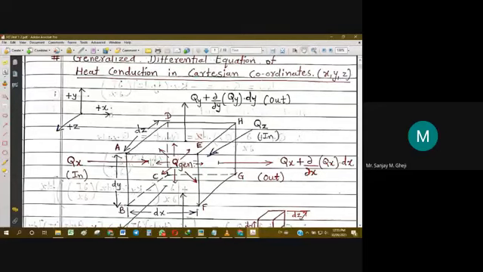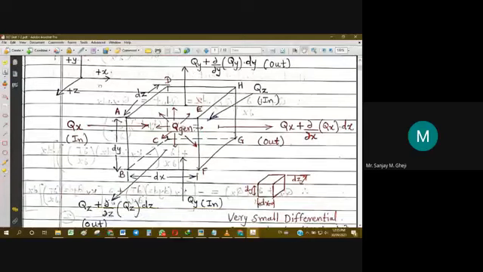As you can see in the diagram, this is the Cartesian coordinate system. This is positive x direction. This is positive y direction, which is vertically upwards, and positive z direction is shown like this, which is perpendicular to the plane of paper, perpendicular to the plane of this screen. Now, this is a three-dimensional diagram.